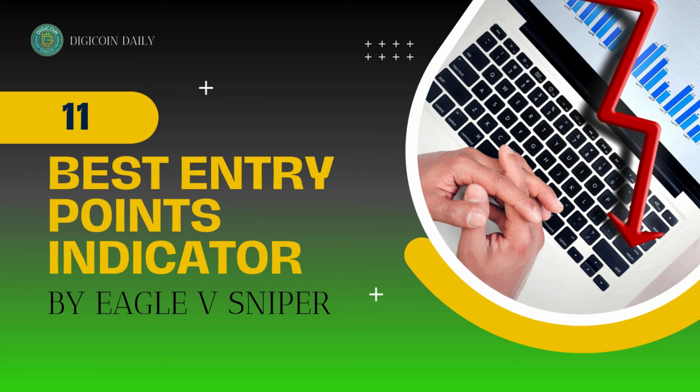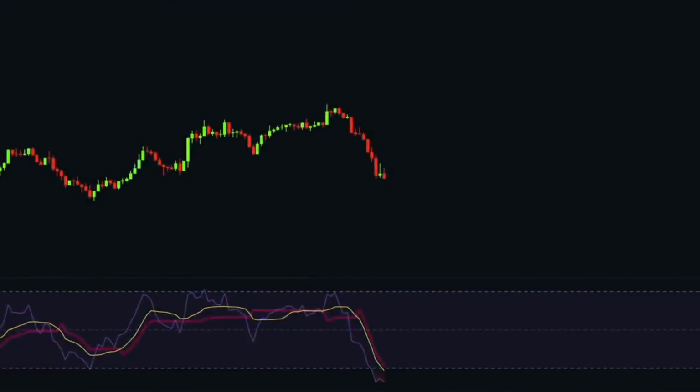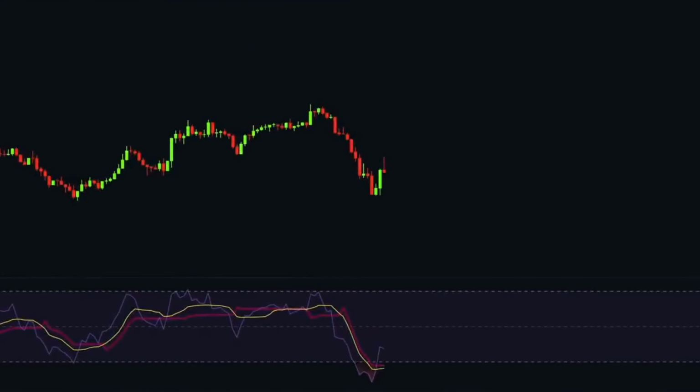Up next is the Best Entry Points Indicator by Eagle V Sniper. This indicator is a powerful tool for traders looking to maximize their entry and exit points in the market. It combines the Relative Strength Index with Stochastic and Commodity Channel Index. It also includes a trend filter to filter out trades against the market trend.